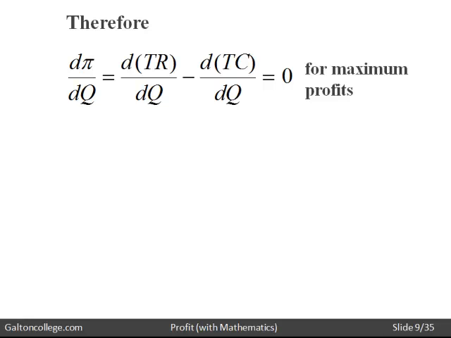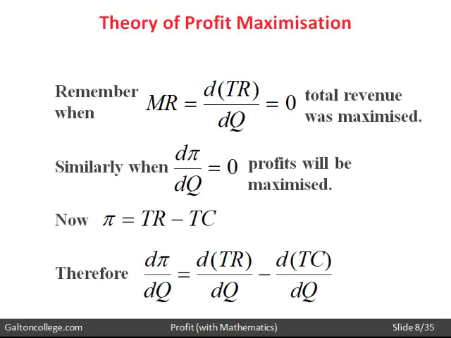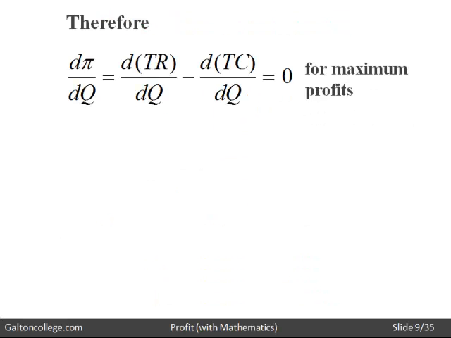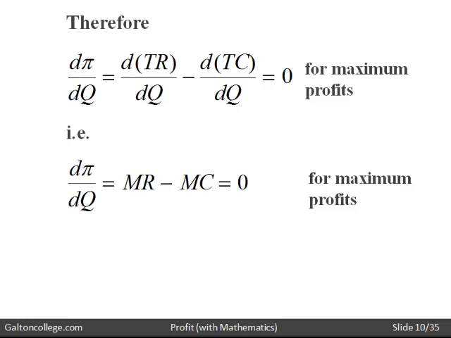So we set it equal to 0 for a maximum. If we go back to the original, there's our expression, that's what we've got. We set this equal to 0 for maximum profits. And this term here is just the marginal revenue. This one over here is just marginal cost. So what we've actually got is the change in profit with respect to output is equal to marginal revenue minus marginal cost, which is equal to 0 if the profits are maximized.